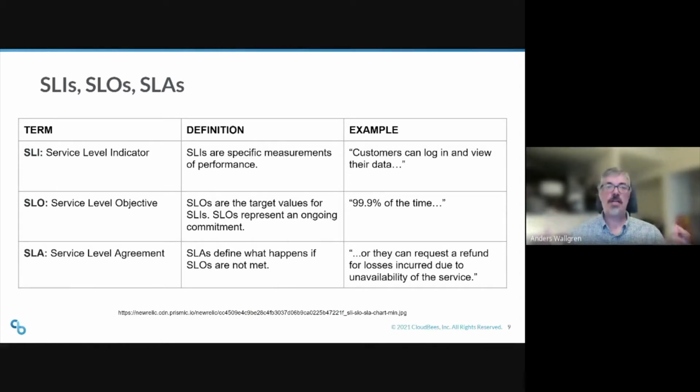So that, in a nutshell, is it: an indicator is a metric, an objective is a target for where we want that metric or indicator to be, and the agreement or the action is what we do when we don't meet that objective. It's really that simple. And one of the reasons I like it is it boils it down very nicely, and it gets us talking about what we're measuring, what we're looking for out of that measurement, and what action we're going to take if that measurement is out of whack.